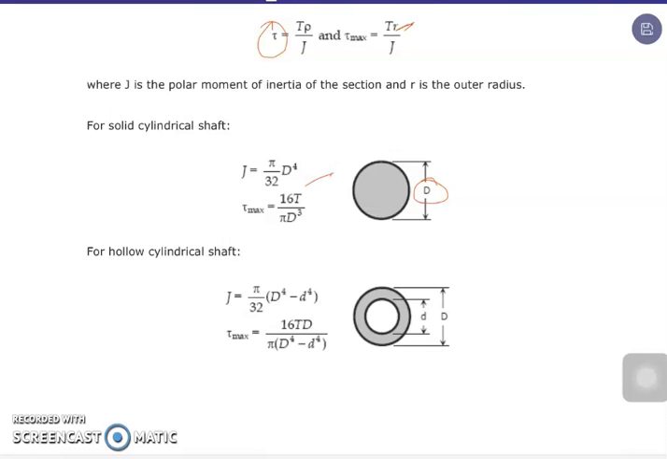For a hollow cylindrical shaft, our polar moment of inertia, J, is equal to pi all over 32 times capital D to the fourth minus small letter d to the fourth, meaning the outside diameter minus the inside diameter. And our maximum shearing stress will be equivalent to 16 TD all over pi times outside diameter to the fourth minus inside diameter to the fourth.